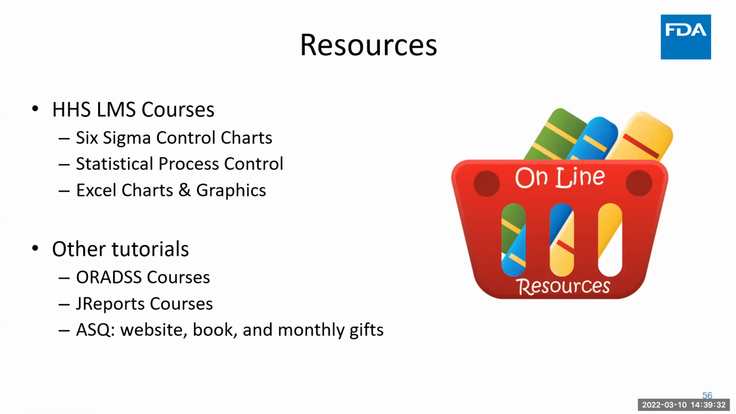There is a lot of things that we have not covered about data analysis, but there are great resources available for you to go out and find them. In the HHS LMS, you can search for Six Sigma control charts. You can search for statistical process control, and you can search for Excel charts and graphics. Any of those will get you quite a few courses that are relevant for how to use that particular tool. In addition, there are the ORADS courses and JRET reports courses in QMIS.